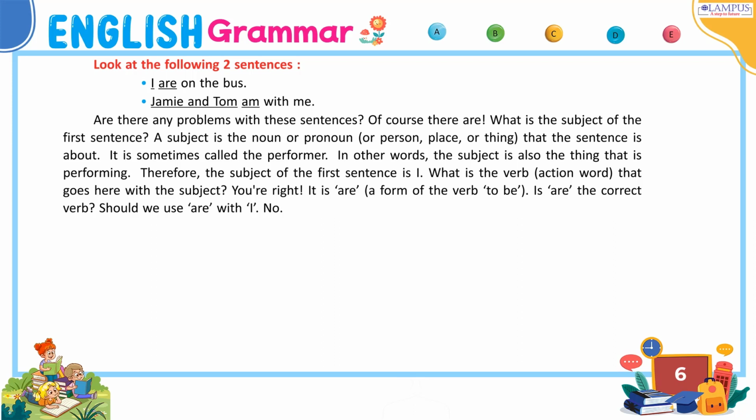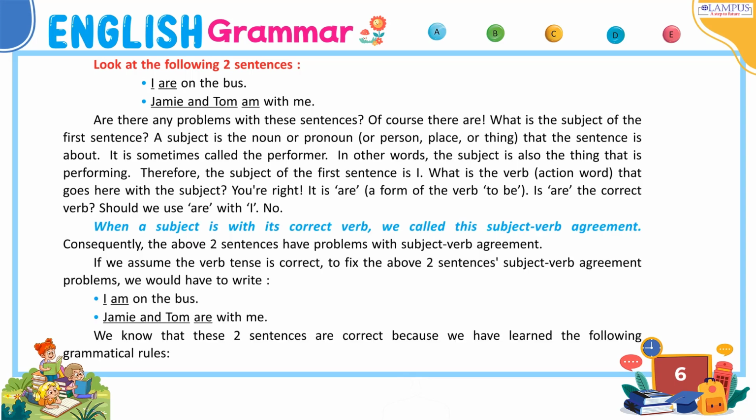What is the verb, action word, that goes here with the subject? You're right. It is am, a form of the verb to be: am, is, are. The correct verb. Should we use are with I? No. When a subject is with its correct verb, we call this subject-verb agreement.